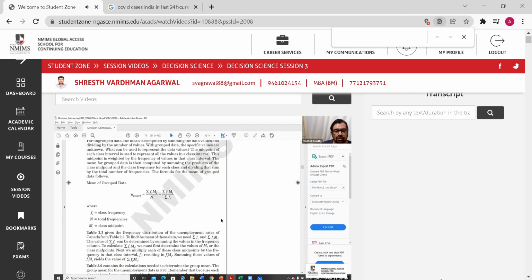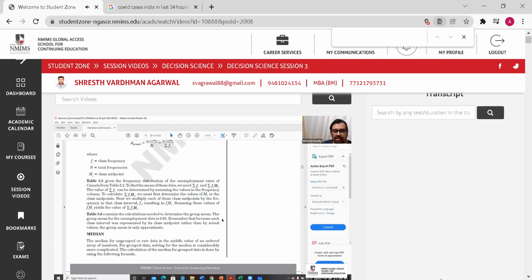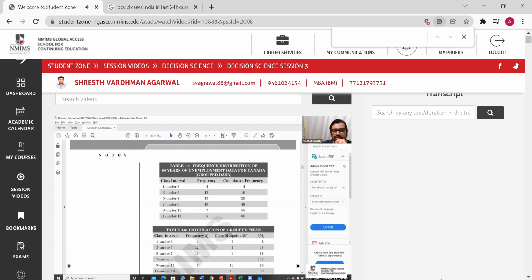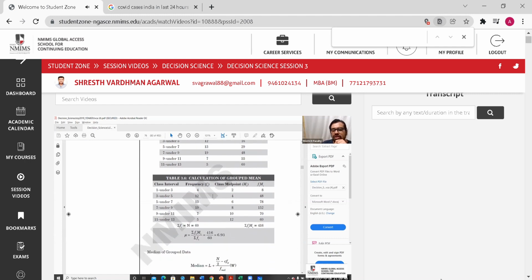Okay, this is the formula. And you can see that the same problem is given here. They first find the class midpoint, multiplied by the respective frequencies. तो हर एक midpoint के साथ frequency का multiplication करके ये column बनाया, उसका summation किया. This way we find the mean.